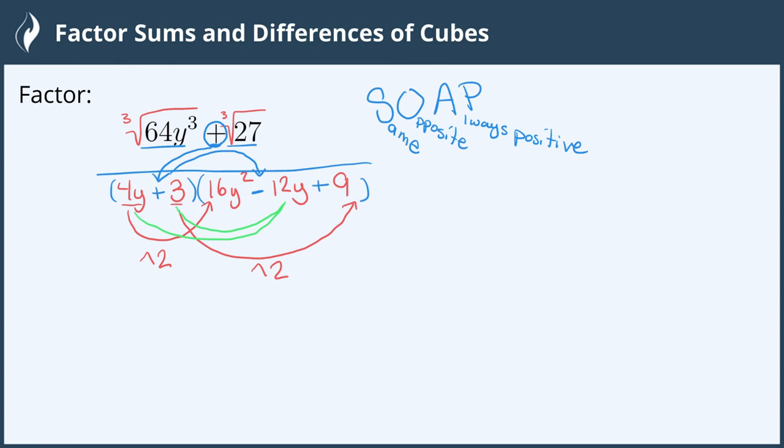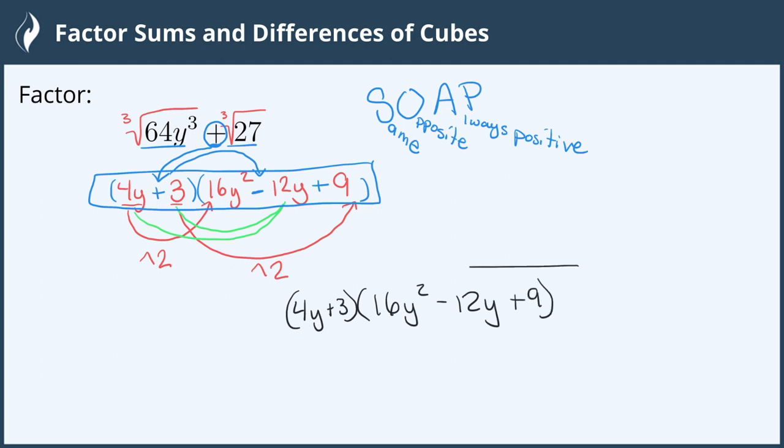This is our factor of a sum of cubes. I can write it out so it's not quite as messy, which is 4y plus 3 for the binomial, and the trinomial 16y squared minus 12y plus 9. We have now completely factored our sum of cubes, and we're all done.